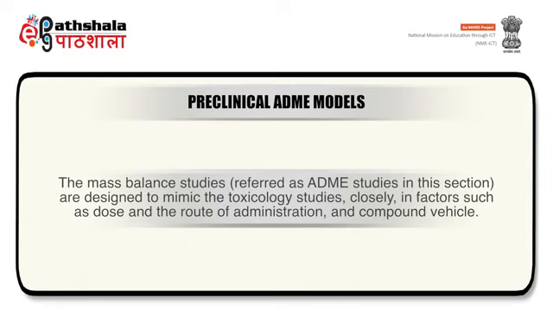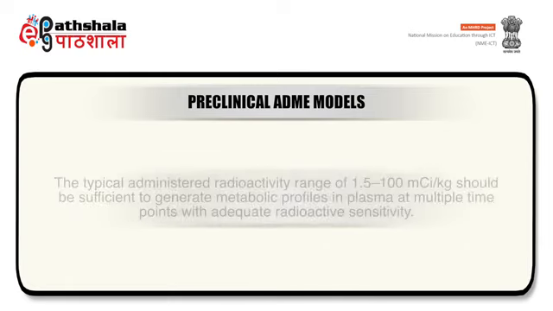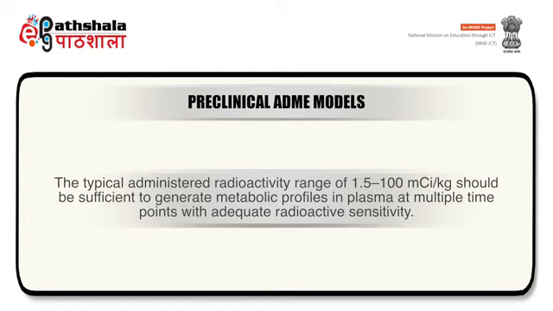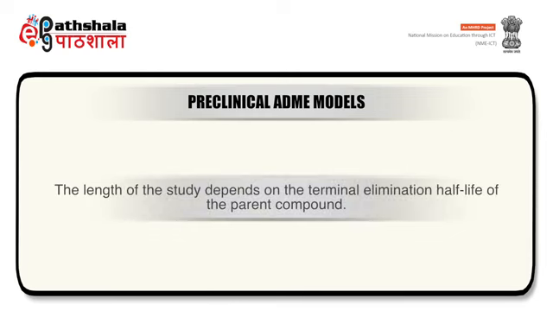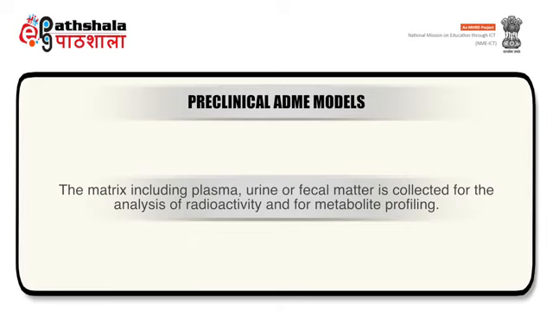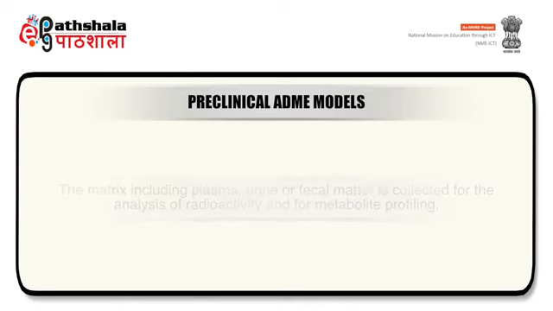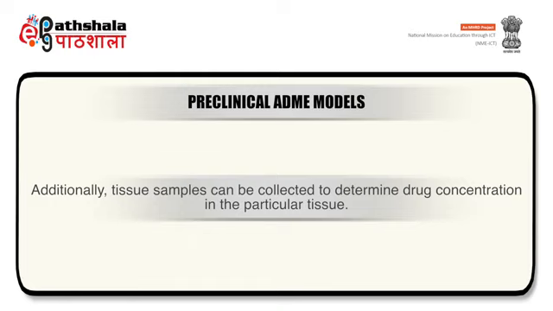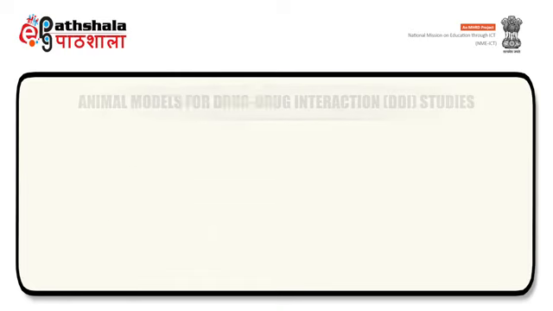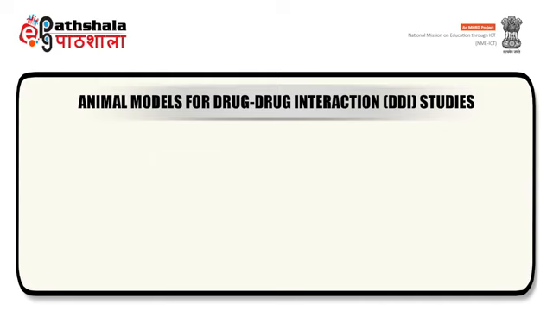The mass balance studies are designed to closely mimic the toxicology studies in factors such as dose, the route of administration and compound vehicle. The typical administered radioactivity should be sufficient to generate metabolic profiles in plasma at multiple time points with adequate radioactivity sensitivity. The length of the study depends on the terminal elimination half-life of the parent compound. The matrix, including plasma, urine or fecal matter, is collected for the analysis of radioactivity and for metabolite profiling. Additionally, tissue samples can also be collected to determine drug concentration in the particular tissue.